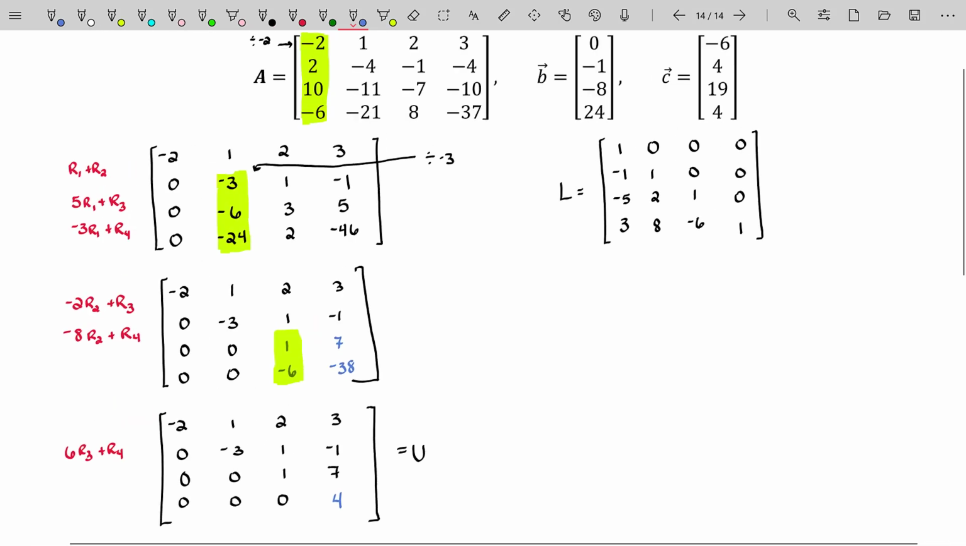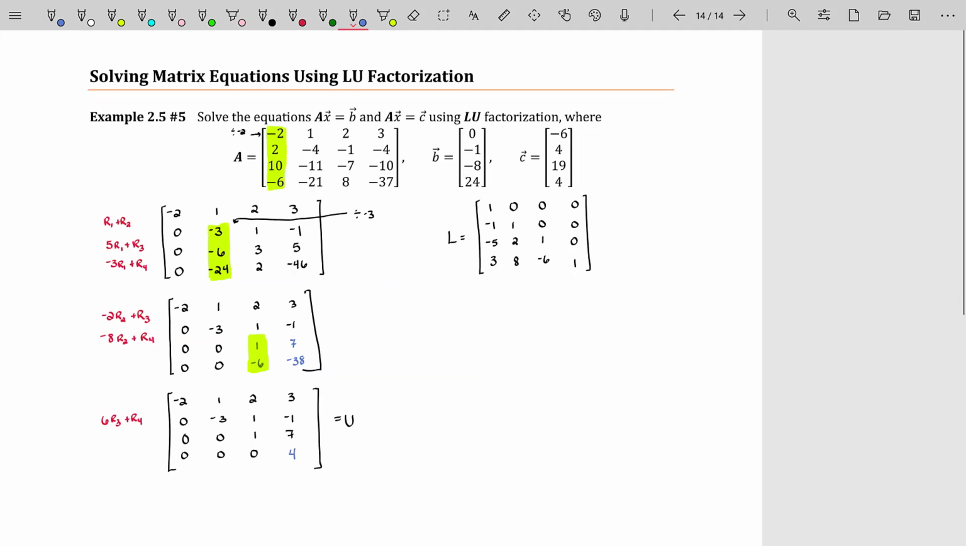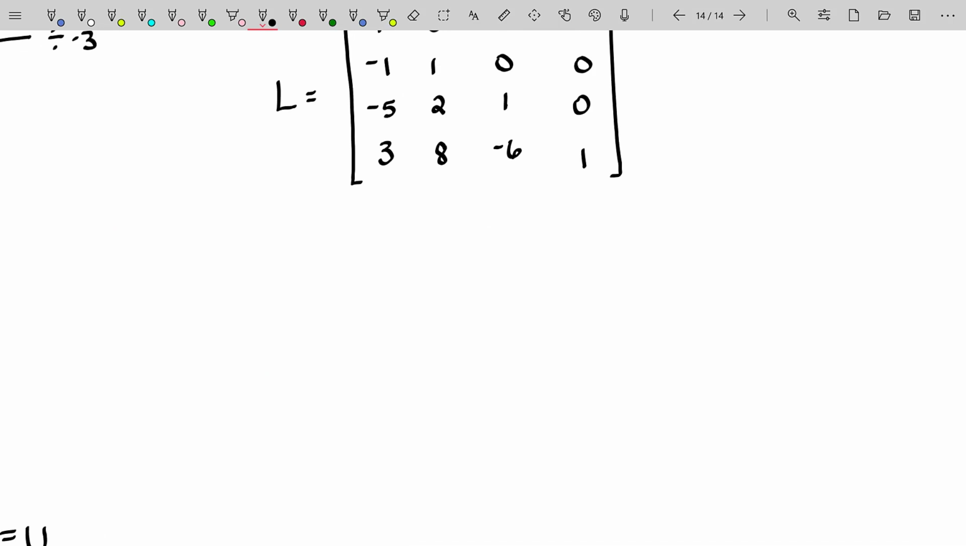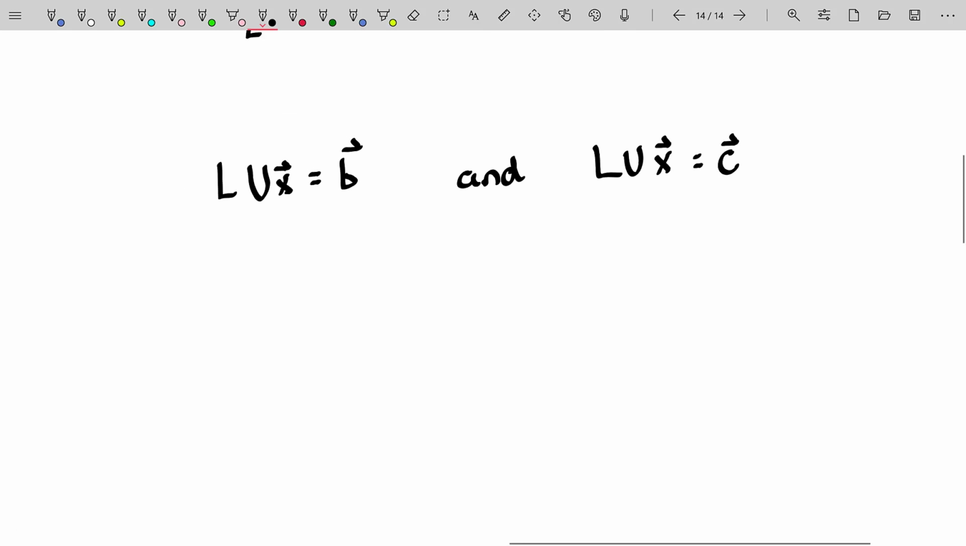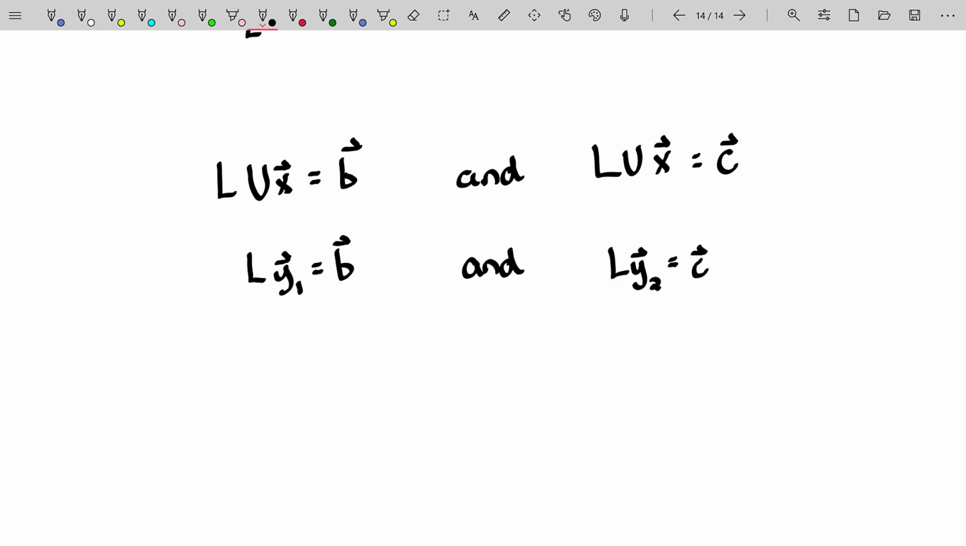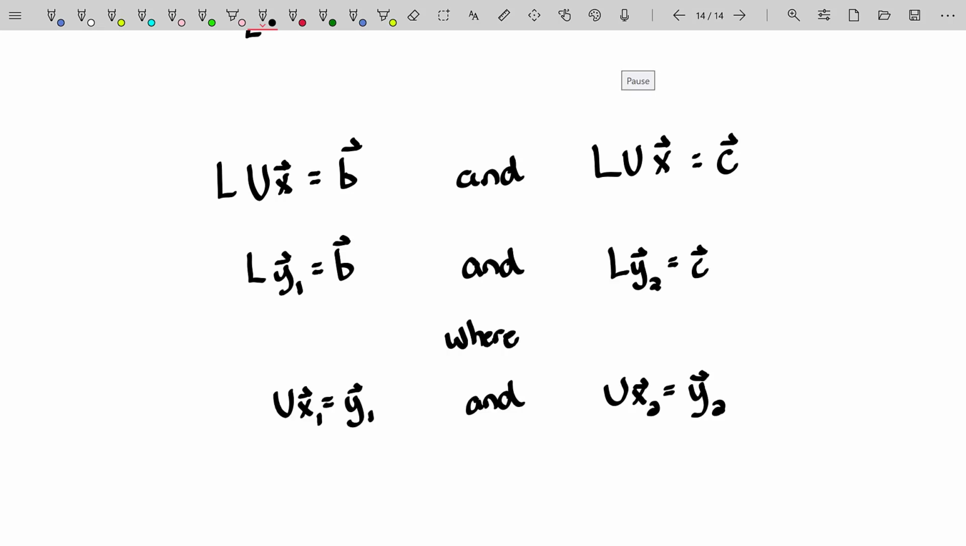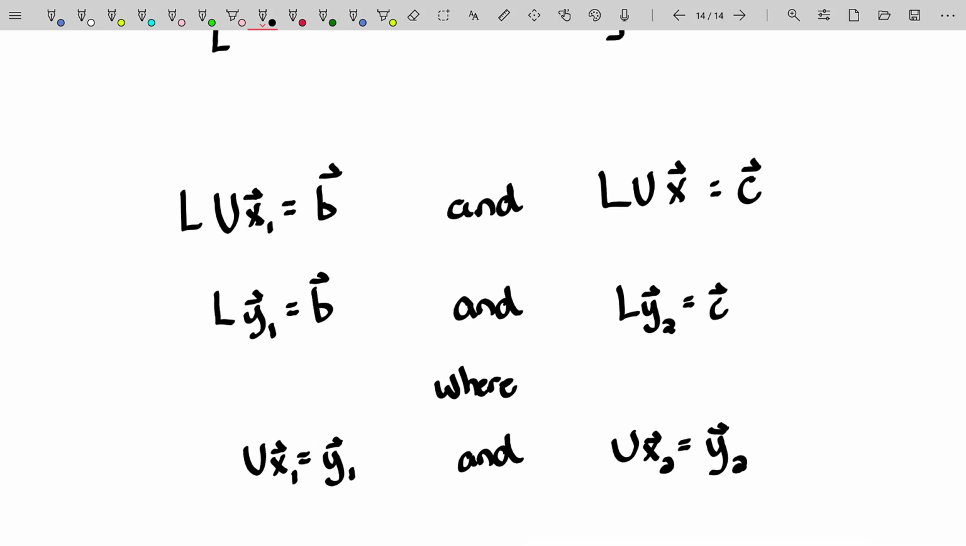Anyhow, we now have L and U, and we want to solve AX equals B and AX equals C. Well, remember, A is L times U, and we want to solve those two equations right there. And if you recall from the first video in the series, this would be the same as solving these two equations, where Ux_1 equals y_1 and Ux_2 equals y_2. And I thought I'd use subscripts here because we have two different solutions. So I'll call those x_1 and x_2 up there as well.